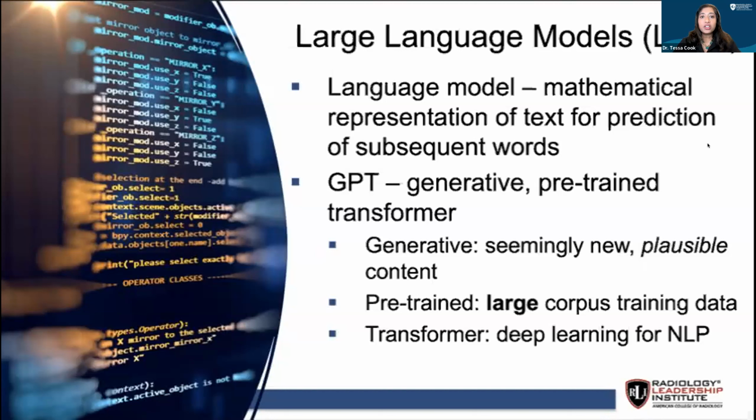And transformers are a type of deep learning algorithm that are used for NLP very successfully because they have this concept of attention, or a differential focus more or less on relevant parts of the text. And the plausible piece is really where people start to ponder whether these models are sentient. And I don't think we have time to delve into that in this particular webinar.